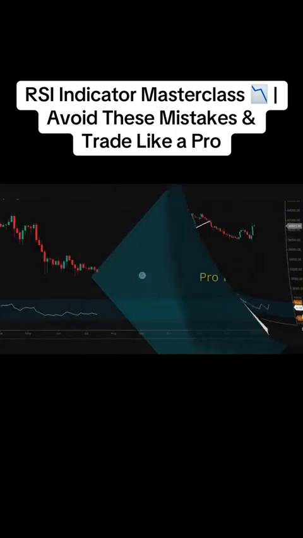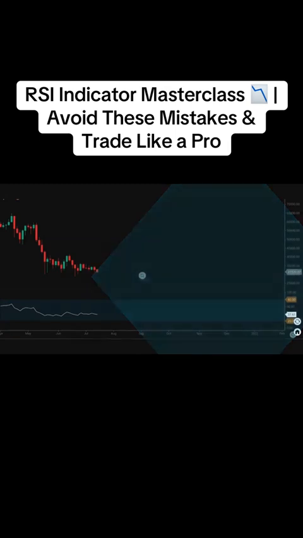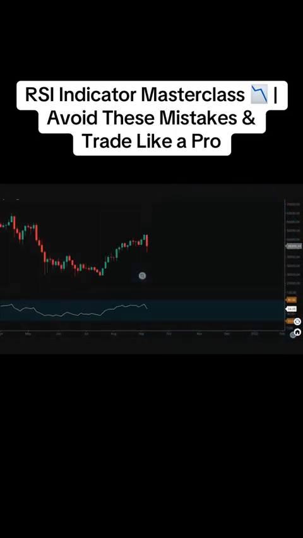Always remember, RSI and price usually move together. When they don't, that's your clue. Look for divergence near support and resistance zones for better confirmation.